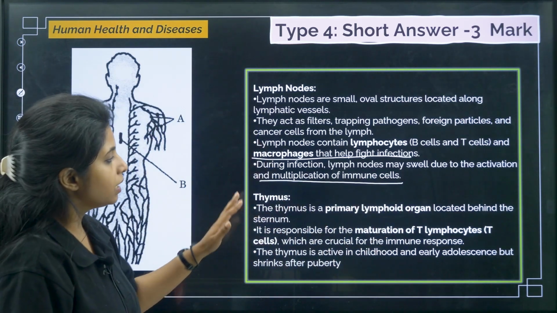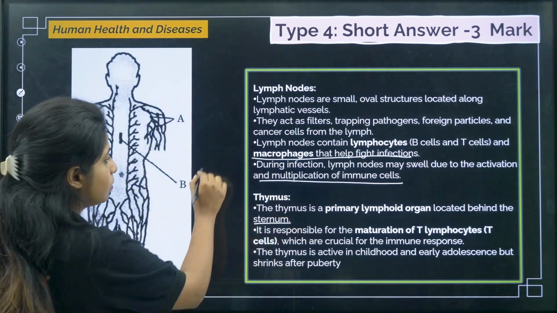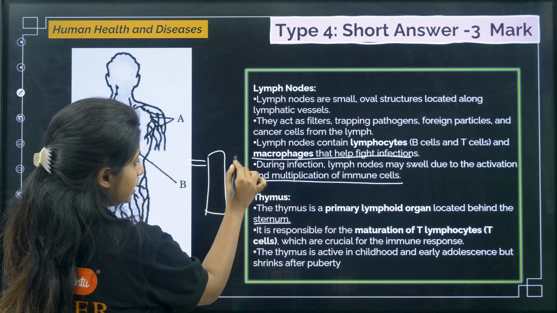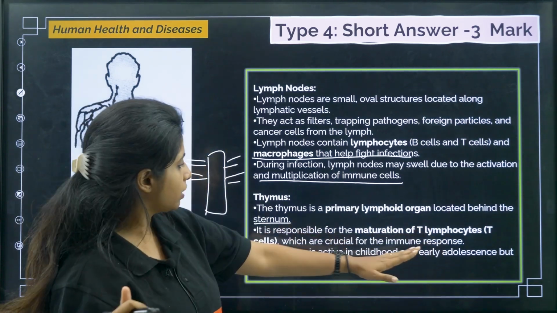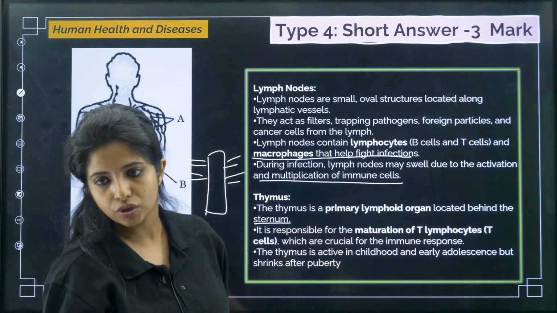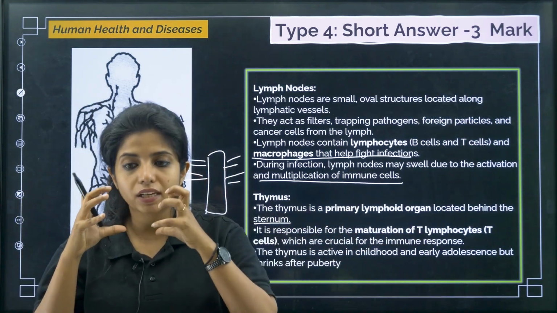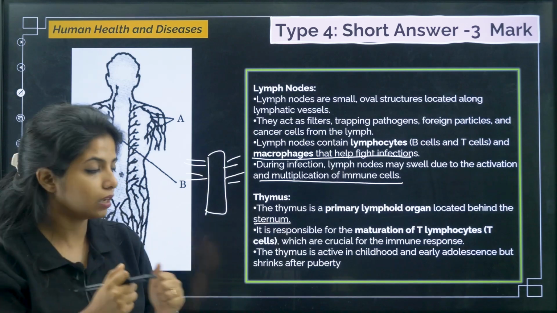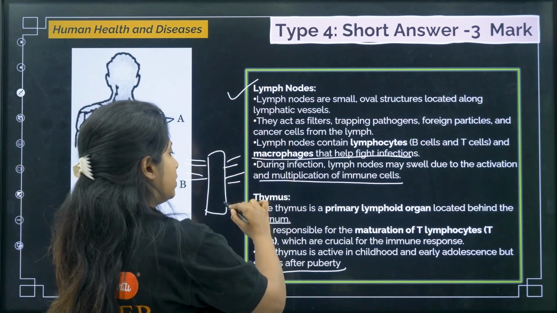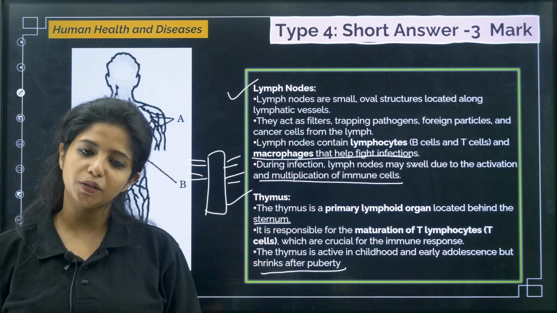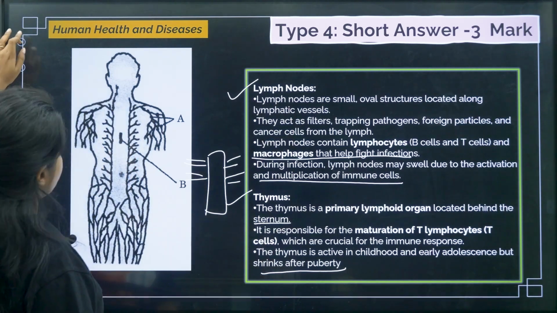Works. Now thymus is a primary lymphoid organ located behind the sternum. Sternum, as I said, is the breastbone on which the ribs are attached. It is responsible for maturation of T lymphocytes, which are crucial for immune response. The thymus is active in childhood and early adolescence, and later its size slowly shrinks. So it shrinks after puberty, which is also given in your NCERT. I hope you write this and come. Okay, 3-marker question, write it properly in points and come. I hope it's clear, children.